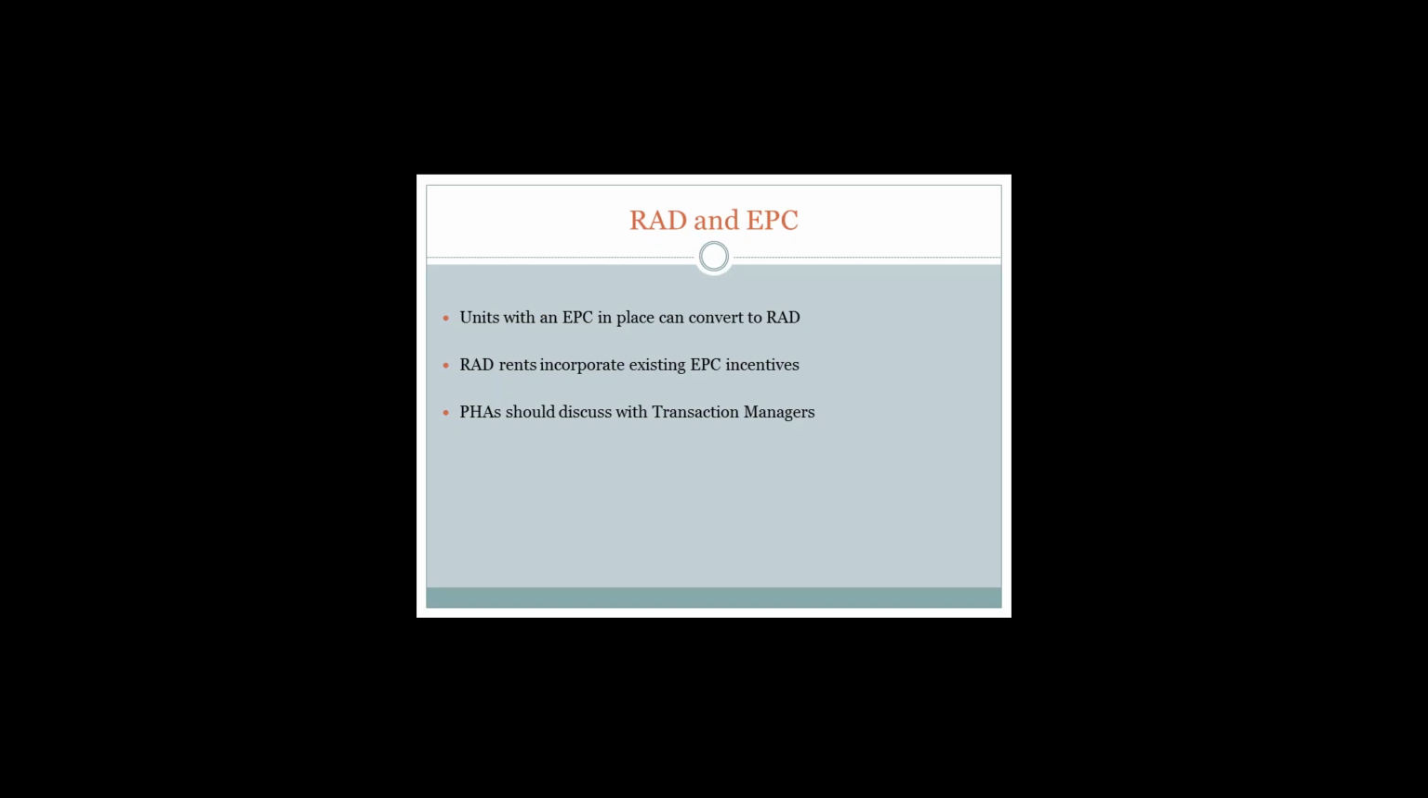So when you go into a RAD transaction, if you're doing what's known as a partial conversion of some of the AMPs that are under your EPC umbrella, but not all of them, you're creating a situation where you're about to split apart properties that have been financially linked to each other and have collectively debt that they are required to repay. So that all has to be figured out. And so it is very much possible to do a RAD conversion when you have an EPC in place, but it's something that requires extra attention and extra discussion with your transaction manager.